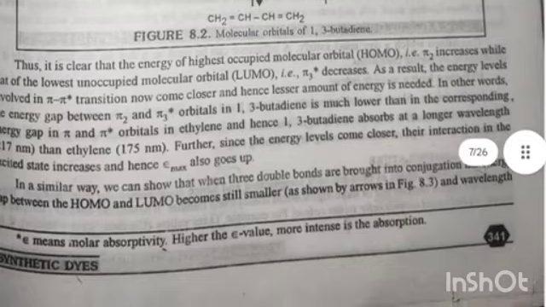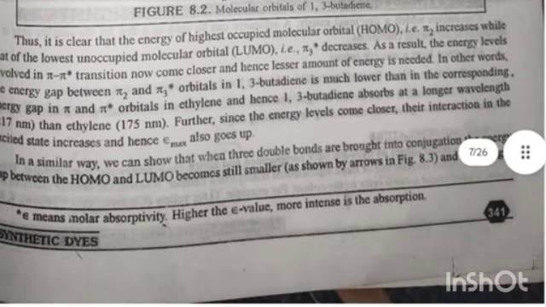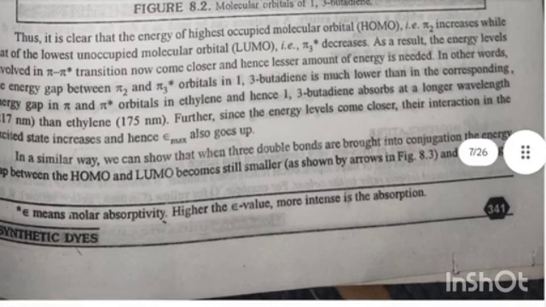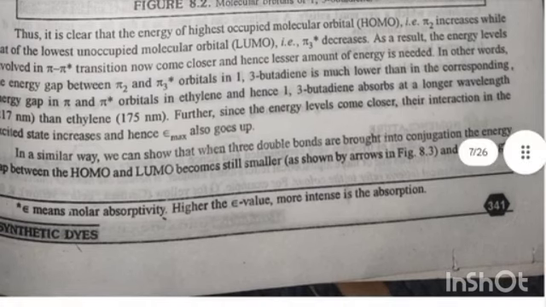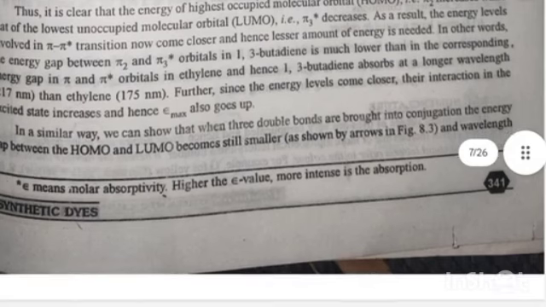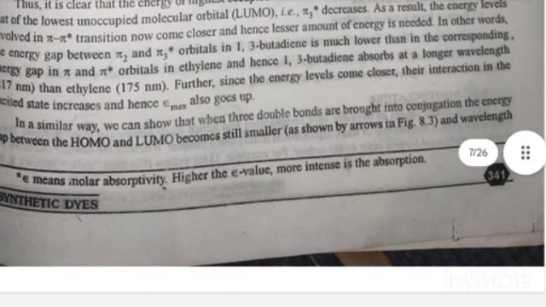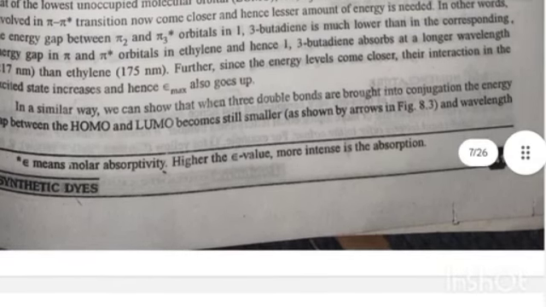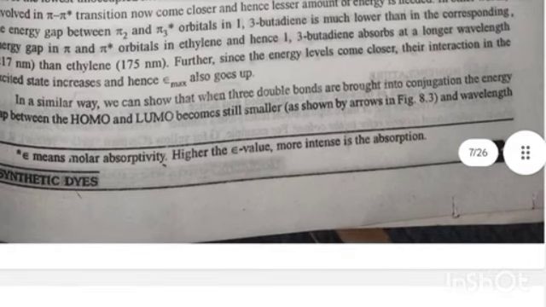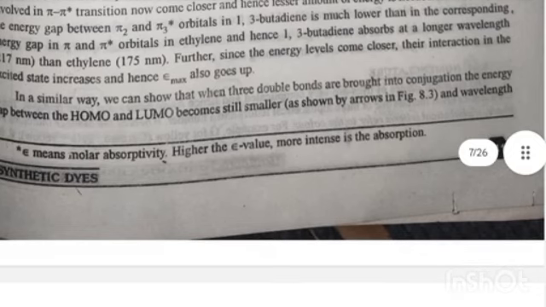Thus, it is clear that the energy of the highest occupied molecular orbital, pi 2, increases, while that of the lowest unoccupied molecular orbital, pi 3 star, decreases. As a result, the energy levels involved in the pi to pi star transition now become closer, and hence a lesser amount of energy is needed. In other words, the energy gap between the pi 2 and pi 3 star orbitals in 1,3-butadiene is much lower than the corresponding energy gap in ethylene, and hence 1,3-butadiene absorbs at a longer wavelength than ethylene.